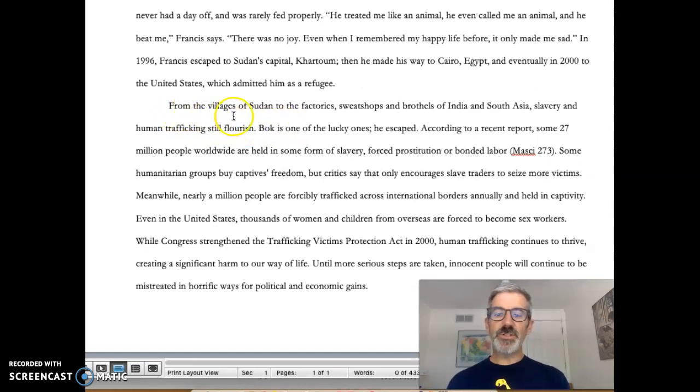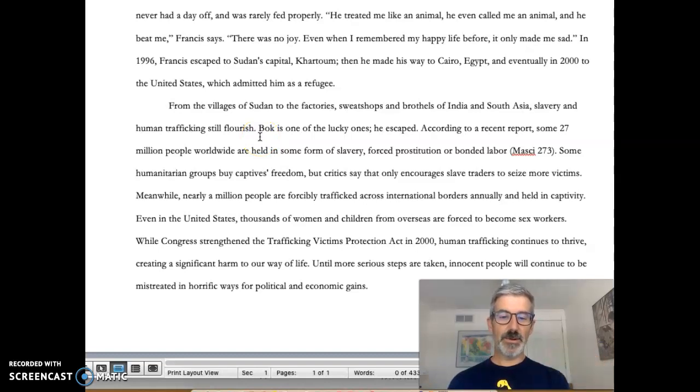From the villages of Sudan to the factories, sweatshops, and brothels of India and South Asia, slavery and human trafficking still flourish. Okay, so the statement of assumption here talks about how this sort of thing is still happening. Not many people can disagree with that, so this is a good general assumption. It also introduces us to the topic of human trafficking. And it also makes a nice transition right here. Bach is one of the lucky ones. He escaped. Now we're going to move into our statement of fact.